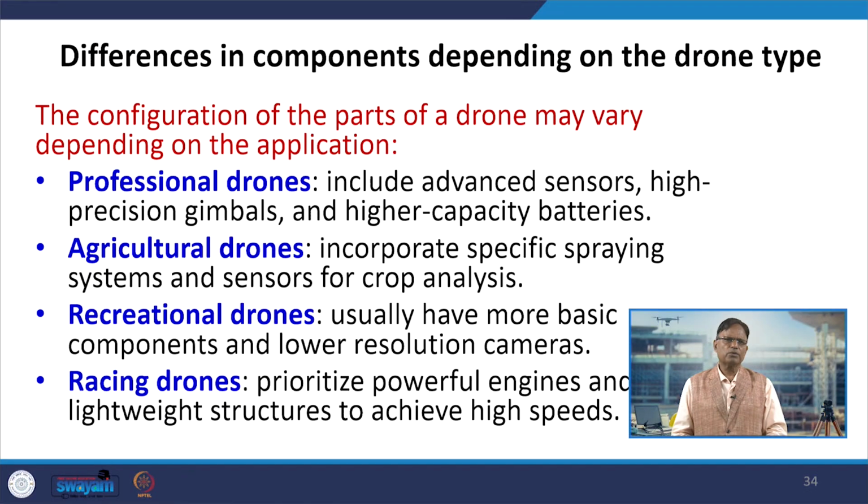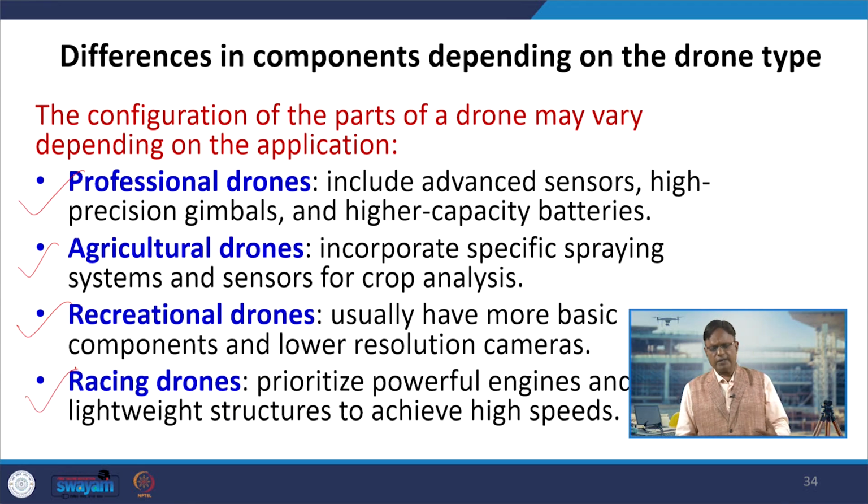Then there are some differences in the components. It depends on the drone type which we are using. There will be a difference in the configuration, in the shape and the size. For example, a professional drone will include advanced sensors, high precision gimbals and higher capacity batteries. Whereas, if we are using an agriculture drone, it will include a specific spraying system, so that we can spray pesticides on the crops if required, and sensors for crop analysis. A recreational drone will have more basic components and a lower resolution camera, because we do not need a very high resolution camera here.